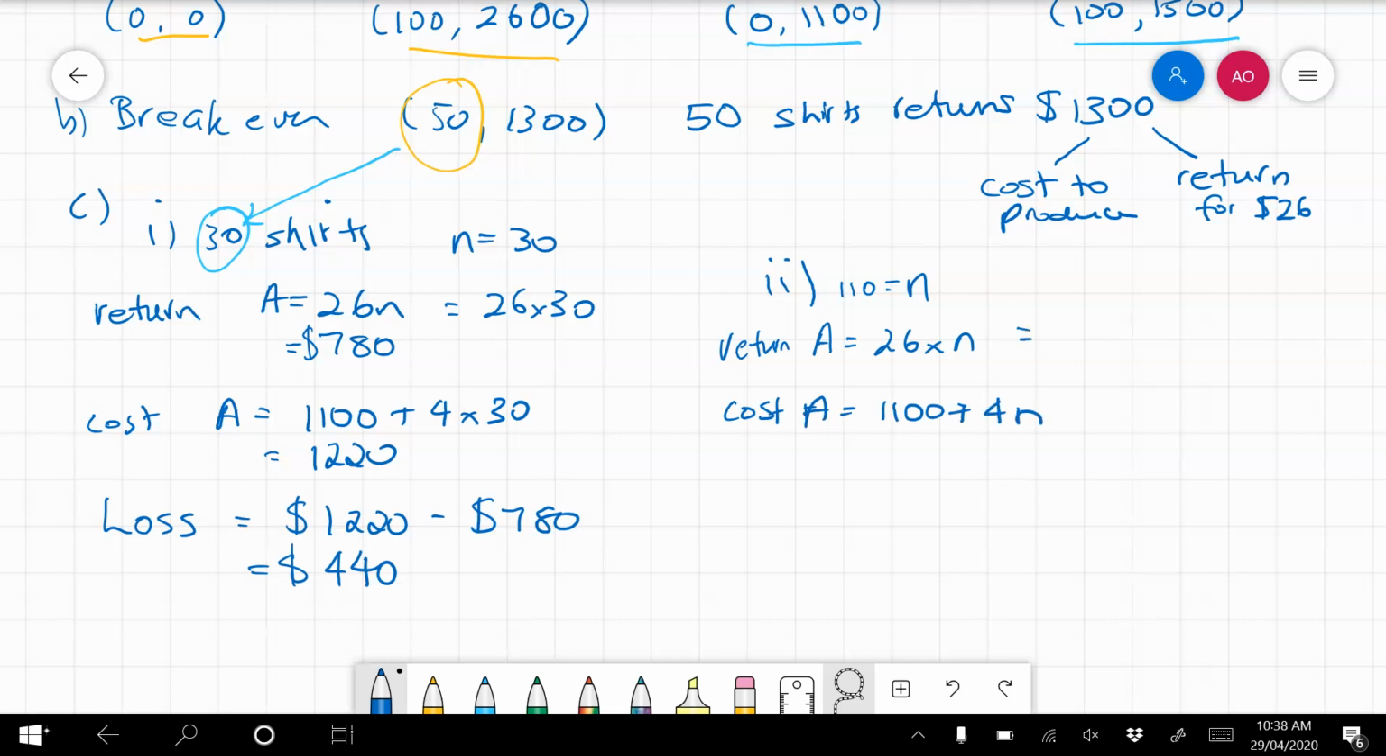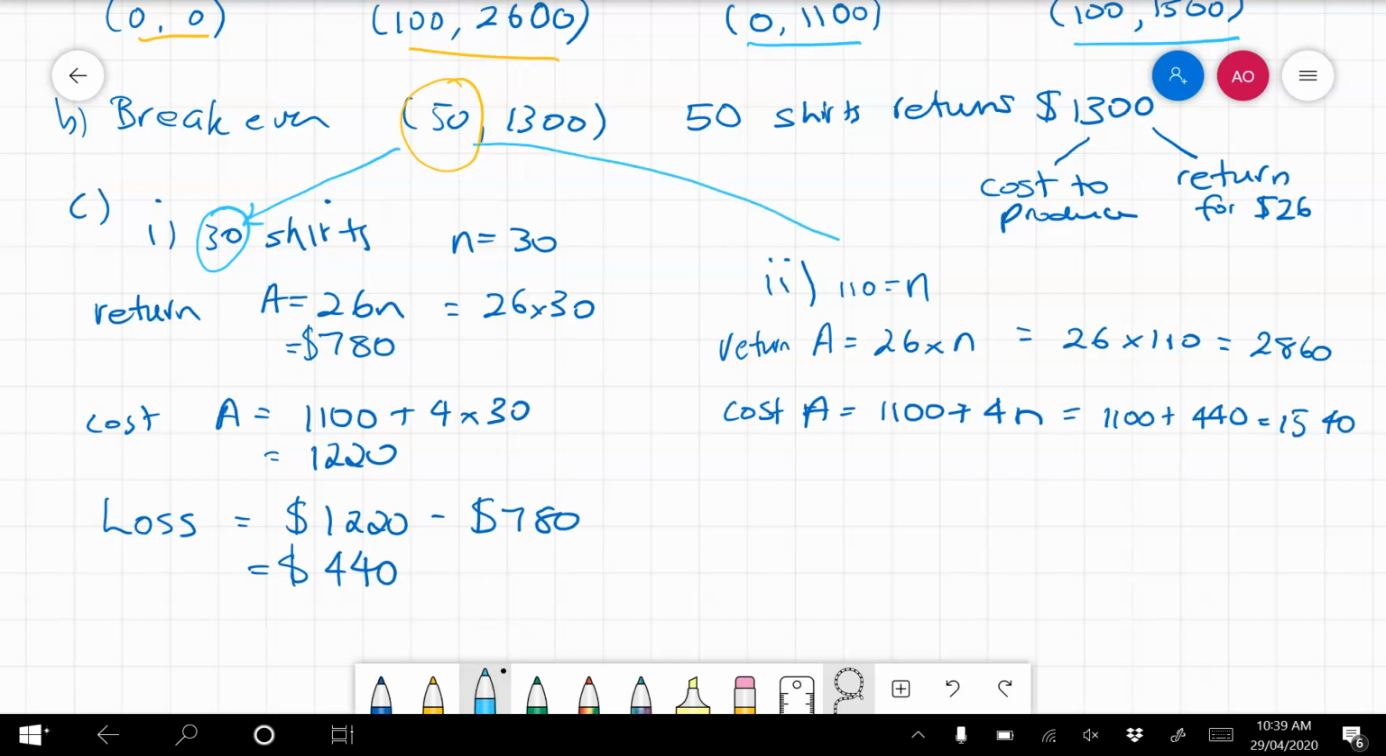Right, so if I substitute 110 in here, 26 times 110, and if I put 110 in here, I end up with 1,100 plus 440. That's 4 times 110. Sorry, I'm going across the page so I don't have to scroll for you. So 26 times 110 gives me 2,860. And if the cost is 1,100 again, plus 440, probably could have done that in my head, 1,540.